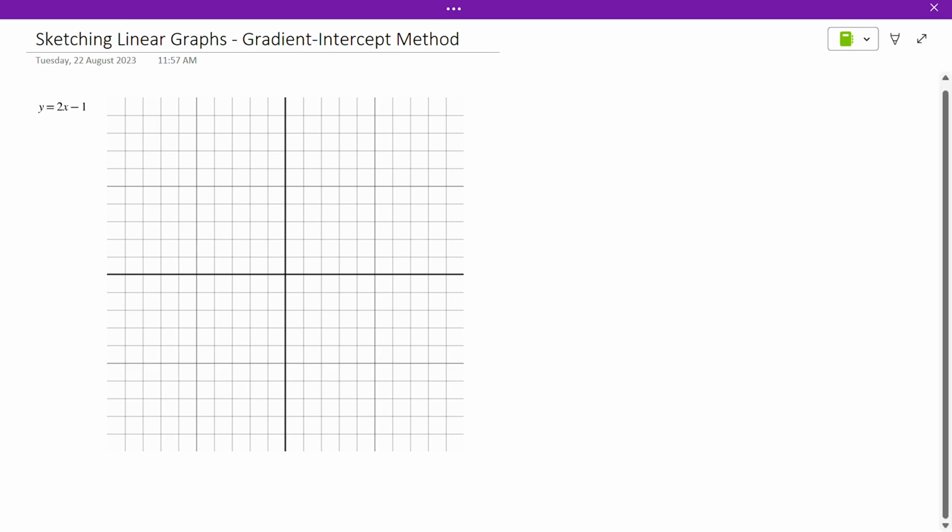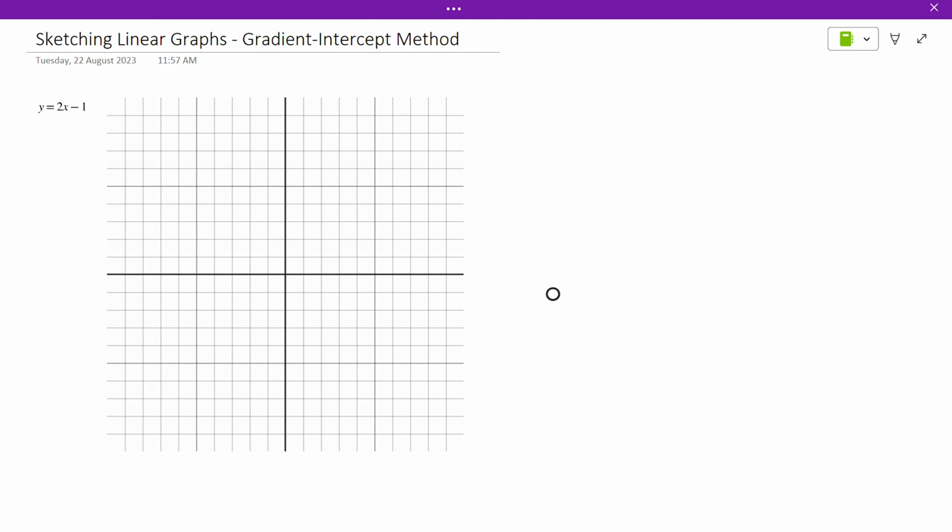Hi everyone, today we're going to be sketching a linear graph using the gradient intercept method. So I've got a linear equation here, y equals 2x minus 1, and that's all the information we're given, that's all the information we actually need for this. So from this equation we can identify a few things. I'll write it over here.